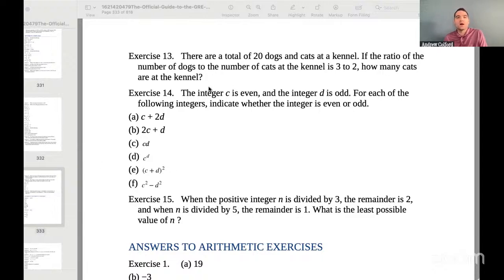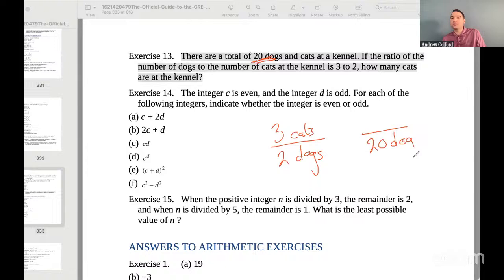All right. So let's talk about ratios here. A ratio basically compares numbers, right? So we know that the ratio of dogs to cats, sorry, is 3 to 2. So 3 cats per 2 dogs. And we know that there are 20 dogs. So the fraction that we set up here is going to be equivalent to that one.